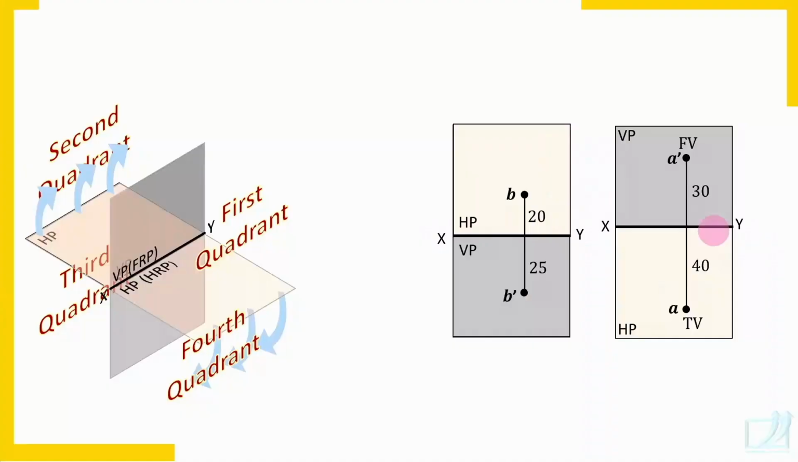So it's that simple. Above HP, below HP means on drawing paper above XY line, below XY line. Simple. And in front of VP and behind VP, we use the same words with reference to XY line. So behind VP means on drawing paper behind XY line. And in front of VP means on drawing paper it is in front of XY line. So this position is in front of XY line and here it is behind XY line.